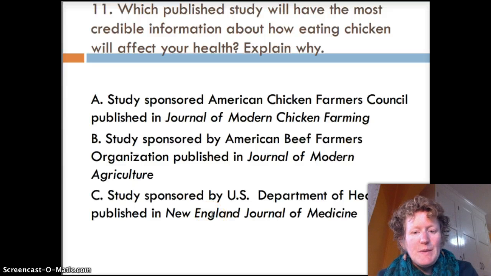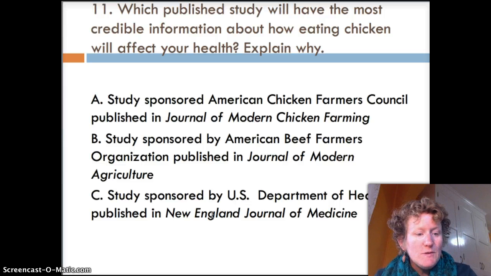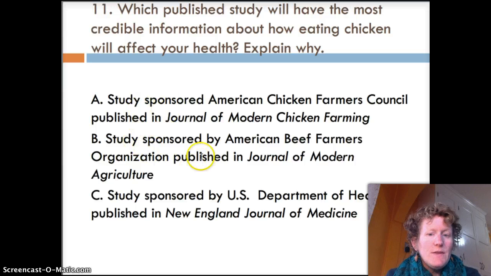It's a very well-respected journal, has lots of folks from lots of different disciplines reading it and critiquing the articles that come in. So science can be biased. It depends on who sponsors the study. It depends on what journal it's published in. So it's very important when you're looking at scientific research that you think about who sponsored the study and where it was published. And that's one thing you need to know for the MCA test.